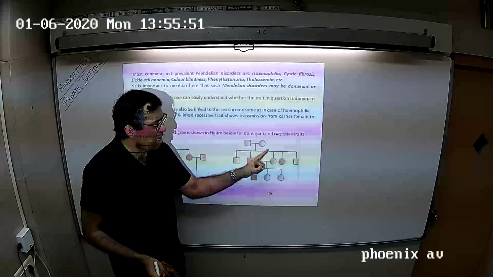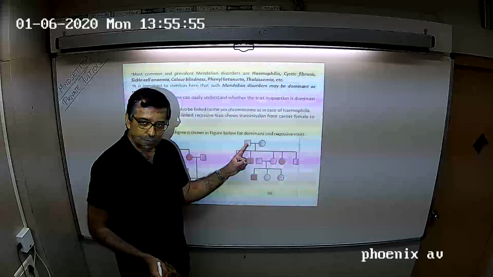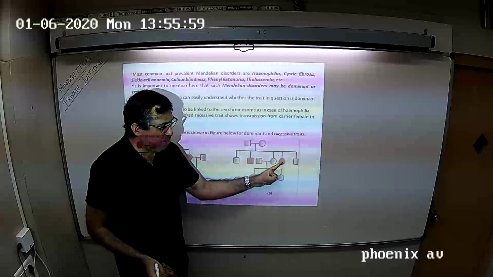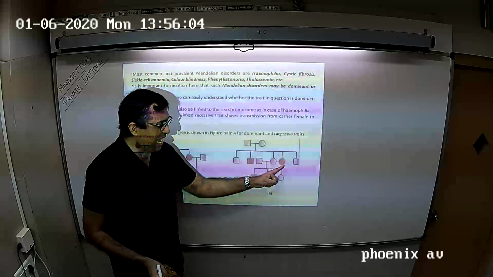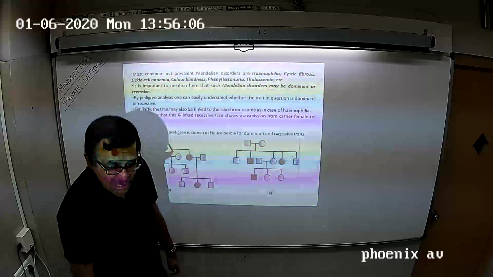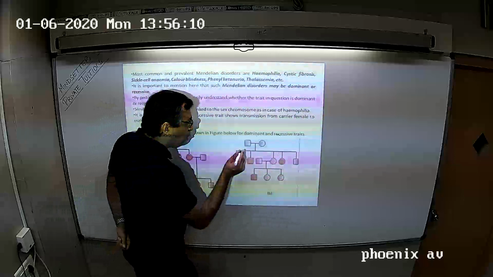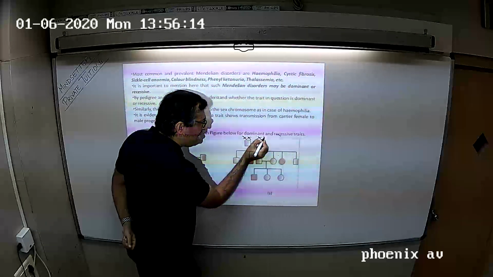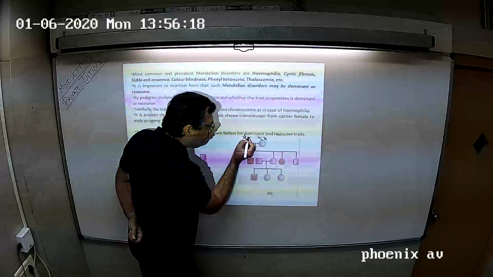So it is not Y-linked because this father is not infected. Father is not infected, so it is not Y-linked. It is not X-linked because the daughter is infected and the father is not infected. So this has to be an autosomal disorder. And for an autosomal disorder, can this be autosomal dominant? Autosomal dominant, that means here we have a good gene.